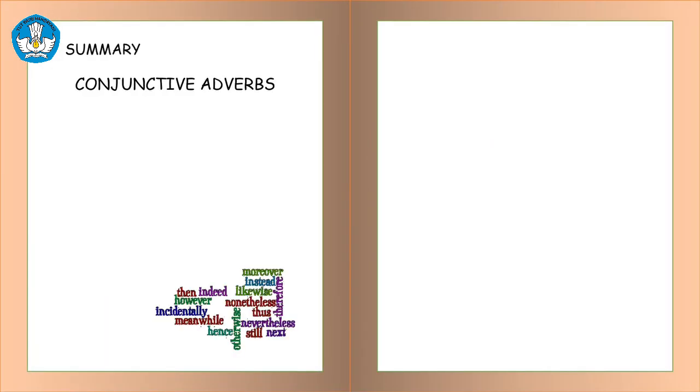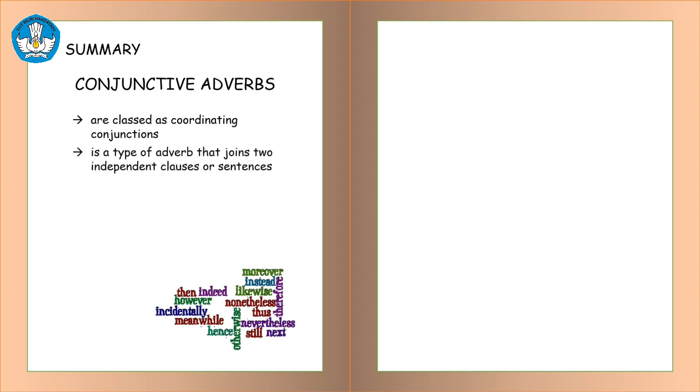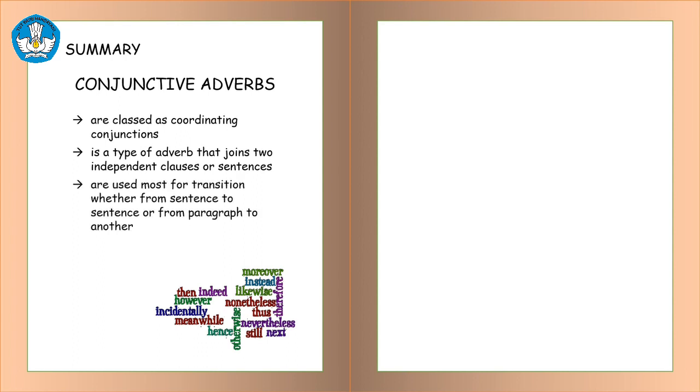Then there is another kind of conjunction, which is a class of coordinating conjunctions. It is conjunctive adverbs. A conjunctive adverb is a type of adverb that joins two independent clauses or sentences. They are used mostly for transitions, whether from sentence to sentence or from one paragraph to another, such as for adding extra information, contrast, and cause and effect.